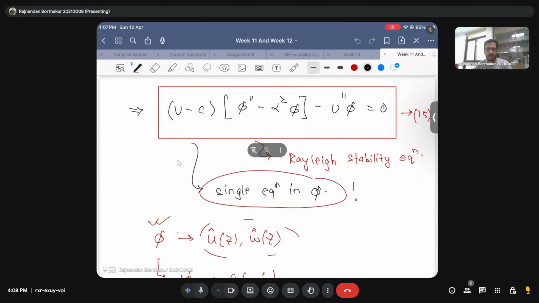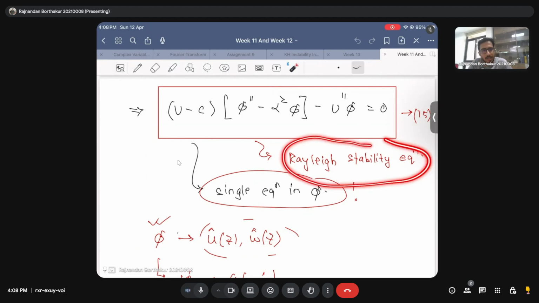Okay, welcome back everyone. Today is going to be the last discussion hour of this course. Just for a quick recap, we derived something called the Rayleigh stability equation, which assesses the stability of inviscid parallel flows or nearly parallel flows, as we saw in the past two sessions that we conducted.